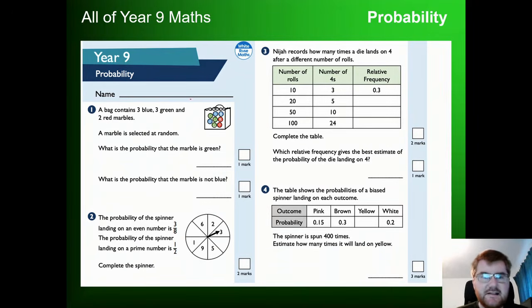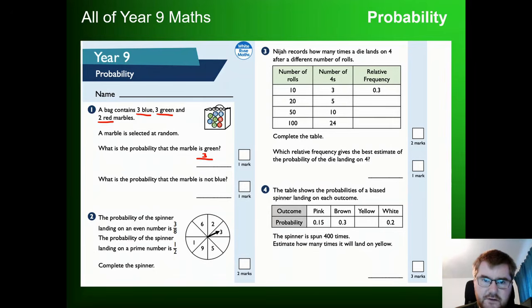Okay, let's look at some probabilities. So number 1, a bag contains 3 blue and 3 green and 2 red marbles, just like in the diagram. A marble is selected at random. What's the probability that the marble is green? So we've got 3 greens, that's going to be our numerator, out of the total amount of marbles that we have.